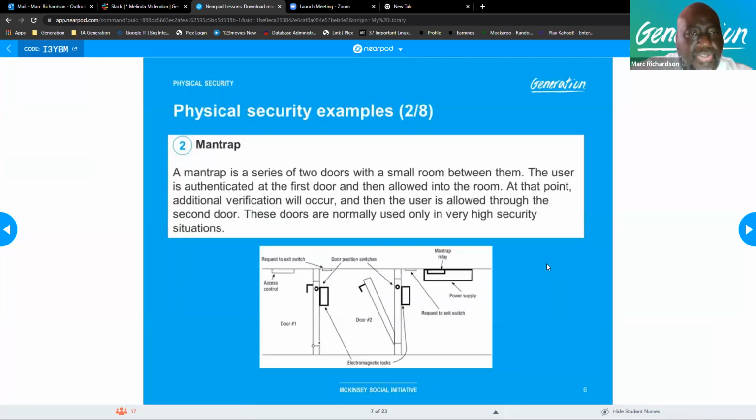Second example of physical security is a man trap. Has anyone ever heard of a man trap? No idea what a man trap is? Okay, we're gonna get an idea here. A man trap is a series of two doors with a small room between them. The user is authenticated at the first door and then allowed into the room. At that point, additional verification will occur, and then the user is allowed through the second door. These doors are normally used only in very high security situations.